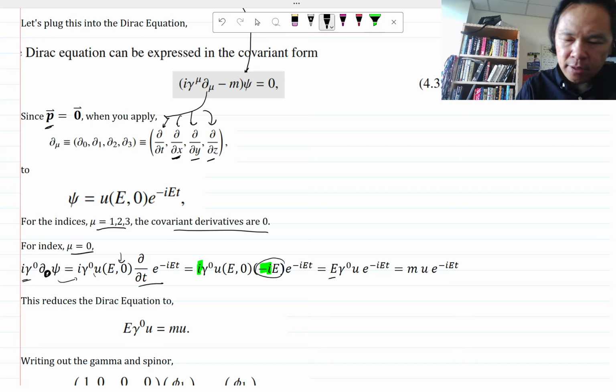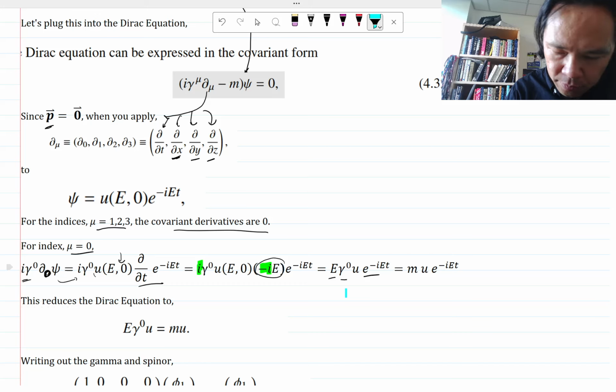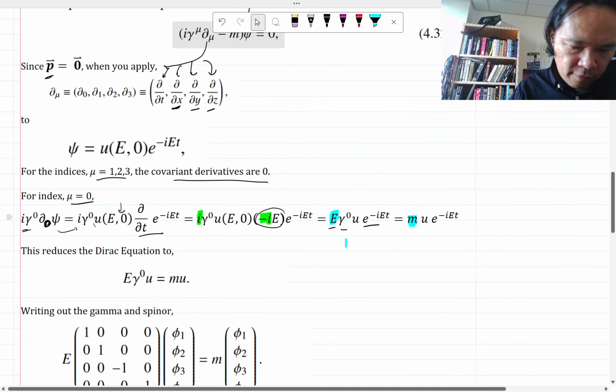Then, since the energy is just a scalar, we can move that in front of all the matrices. What you end up with is E times gamma 0, which is just some giant matrix, times u, which is this 4 component vector, and then we still have this factor e to the minus i E t at the end. What I'm going to do is highlight this piece here. E is just going to be the mass, right? And gamma 0, did I forget the gamma 0 somewhere?